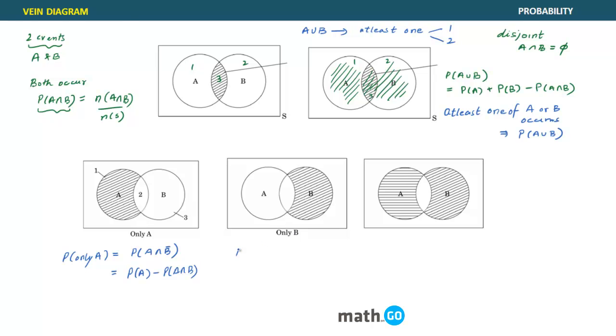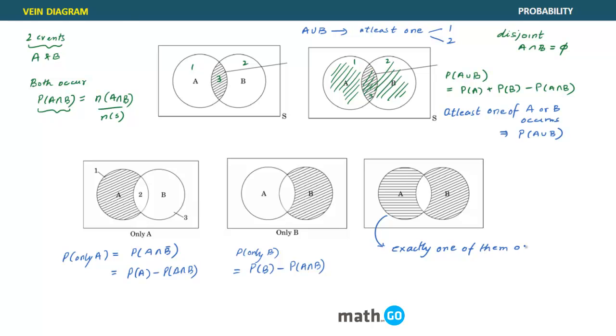Similarly, you can find probability only B, which will be nothing but probability B minus probability A intersection B. Got it? And what is this region? Can you spell it out? What will be this? Yes, this is called exactly one of them occurs.